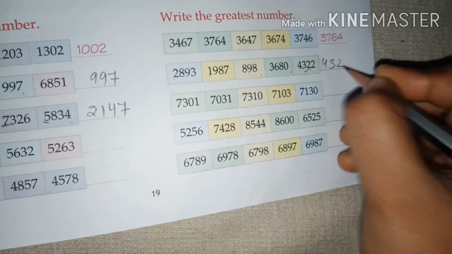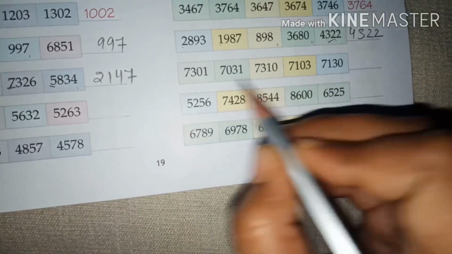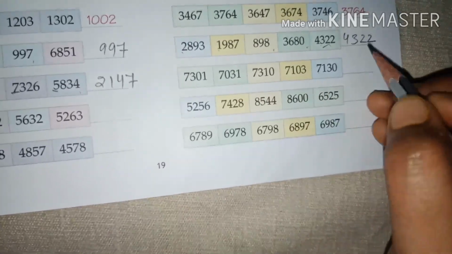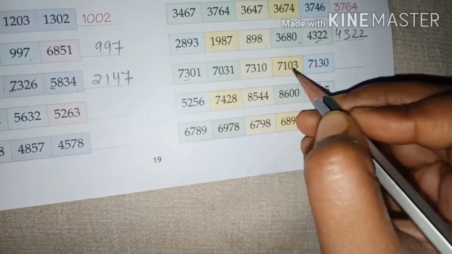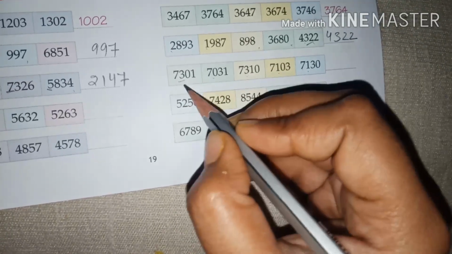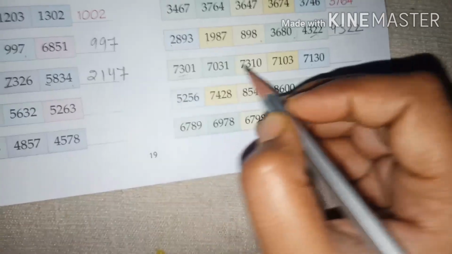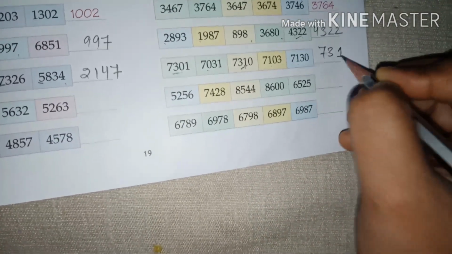4, 3, 2, 2. Now in this question, all the numbers are of 4 digit, but everybody is starting from 7. तो 7 से start हो रहे हैं. Now we will check the second number starting with 3, 0, 3, 1, 1. तो 3 is greater, यानी हमें इन दोनों में से चेक करना है. Now 3 के बाद here it is 0, here it is 1, तो which will be greater? This one. तो 7310.